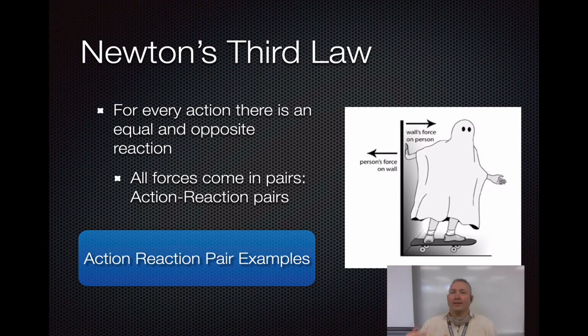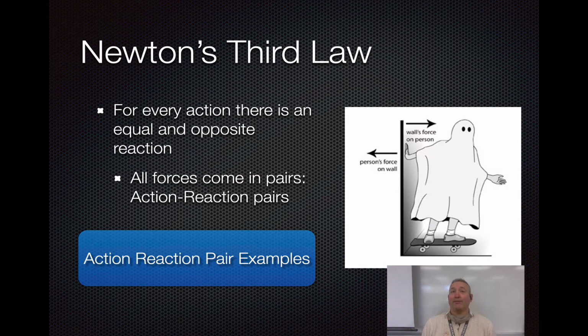Now, the free body diagram would not use the person's force on the wall. If we're looking at the free body diagram based on the person, we would look at the force on the person from the wall. So we don't always do the action-reaction pairs of forces in a free body diagram. In fact, we're looking only at the forces acting on something, not the forces that thing is doing to other stuff. So if we're analyzing the motion of the ghost, we're not looking at the force the ghost is putting on things, we're looking at the forces acting on the ghost.